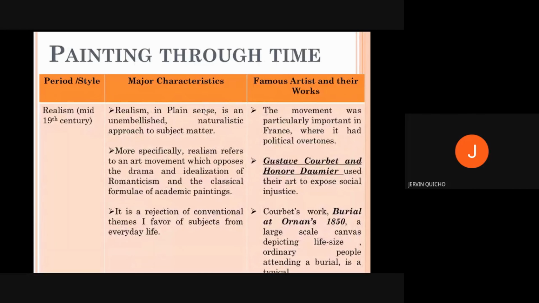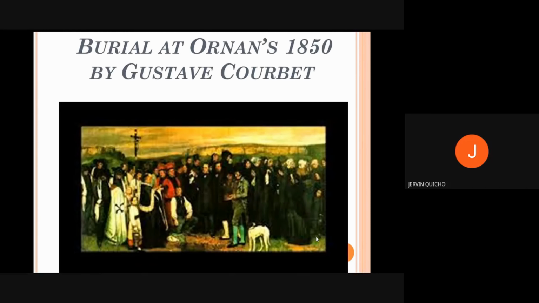Well, realism is a style with a naturalistic approach to the subject matter itself. It moved past the classical formula of academic paintings, with subjects from everyday life. For example, we have the social exposé, A Burial at Ornans. Here it depicts a funeral ceremony. So we know what a funeral ceremony is, right?